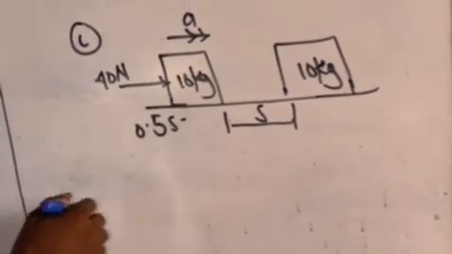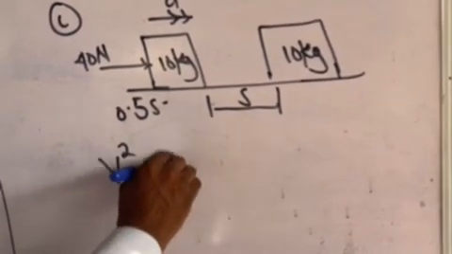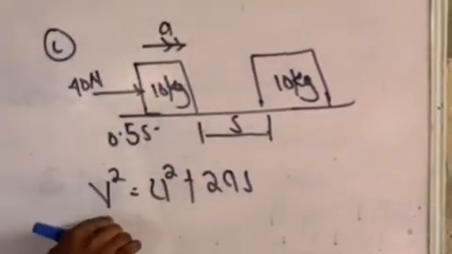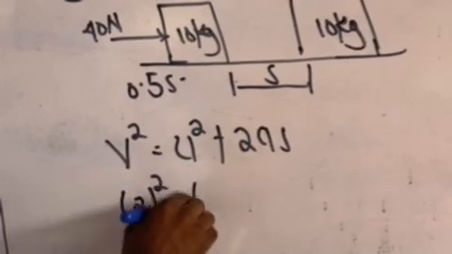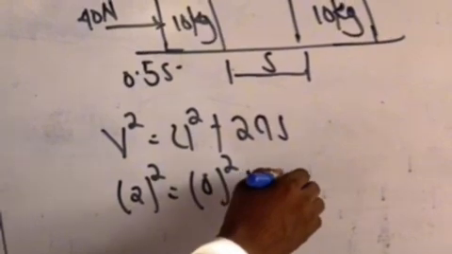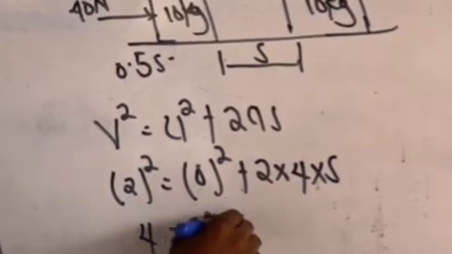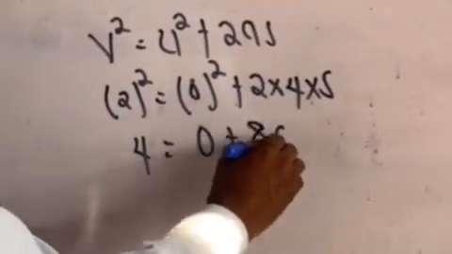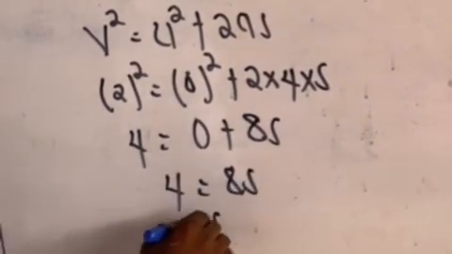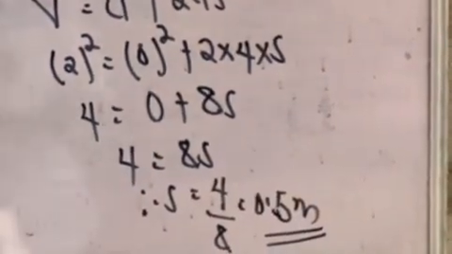As such, I can apply either the second equation of motion or the third, which says v squared equals u squared plus 2ax. We calculated the velocity already as 2, so I will substitute 2 here. V becomes 2 squared. The body was at rest, which means the initial velocity is 0, plus 2 times the acceleration we calculated, which was 4, times the distance, which I don't know. So 2 squared gives us 4, 0 squared is 0, and 2 times 4 times s gives us 8s. So 0 plus 8s gives us 8s. Therefore, my s is 0.5 meters. That's all as far as the question is concerned. Thank you.